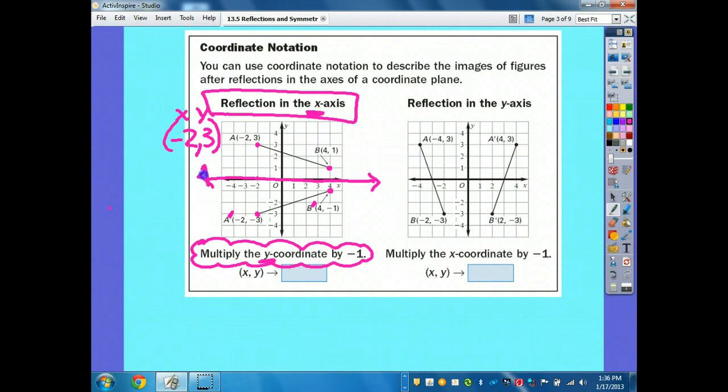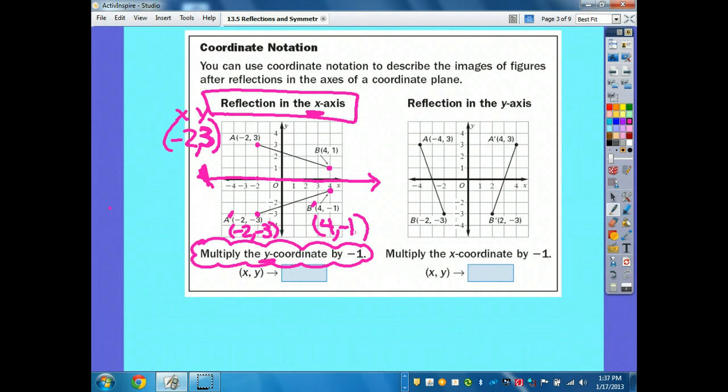I want to reflect it in the x-axis, so therefore I take this y and I multiply it by a -1, and that just changes its sign. A 3 times a -1 turns into a -3, and that's what it is down here. You have -2, your x stays the same, and now we have -3 instead of a +3. So down here, I'm reflecting it in the x-axis, so my x stays the same. But my y, it was a +1, take it times a negative or switch its sign, and my new one is -1.